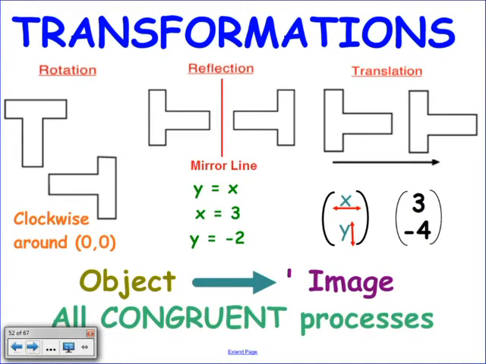Don't forget about objects and images, and annotate images with a little dash. And all of these are what we call congruent processes. It's the same shape in a different place.